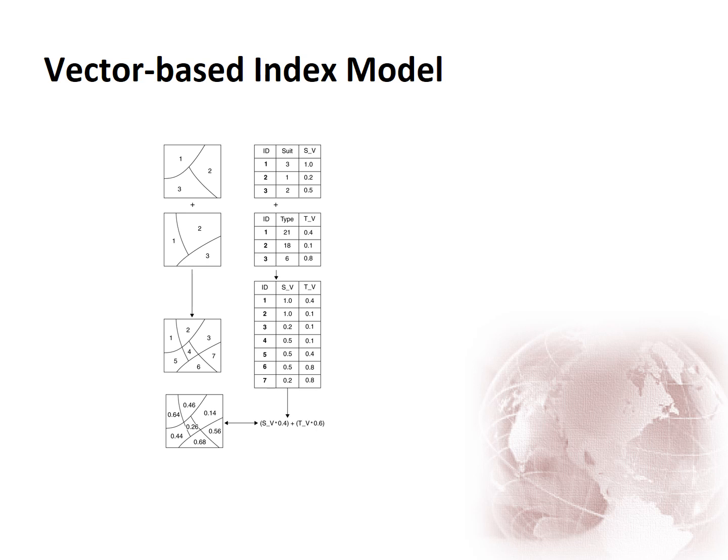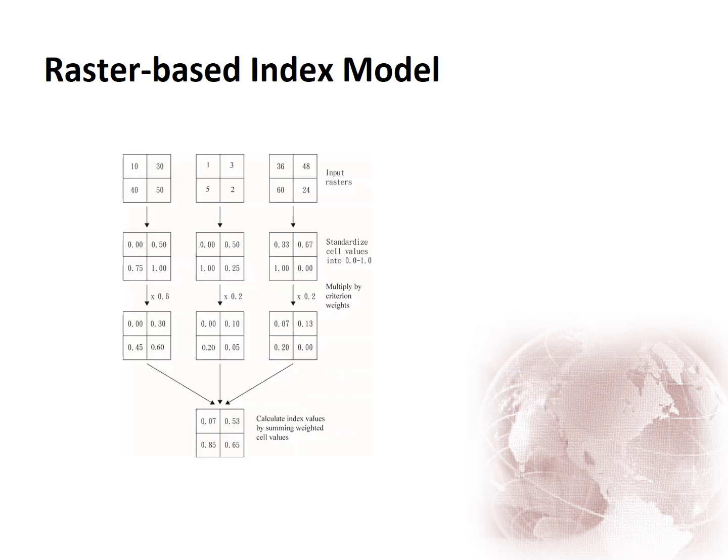When you do it in a vector scenario, you get that. We might be just about done here. Raster, it's going to look like this. Input rasters, standardized so that we're dealing with similar numbers. Weight them based on their importance. Then once we've done that, we combine them to get our indexed values.